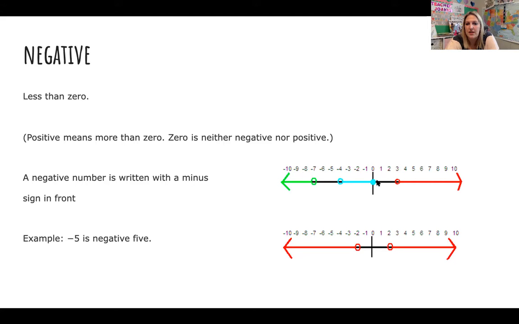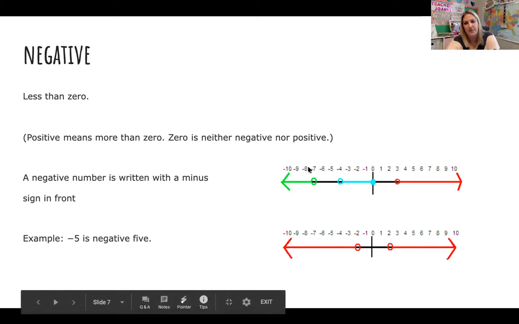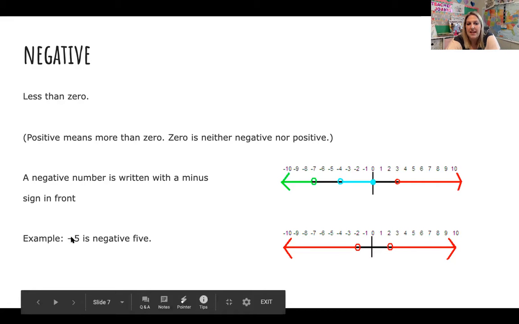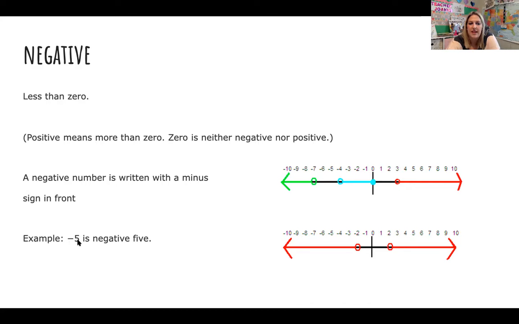So as you can see on here, if we're looking at the starting point of 0 in blue, you'll start to see it's not 1, 2, 3. It's -1, -2, -3, -4, and so on and so on. Okay, and then again, just an example, if you see that negative sign in front of a number, that means it is negative. So this says -5.